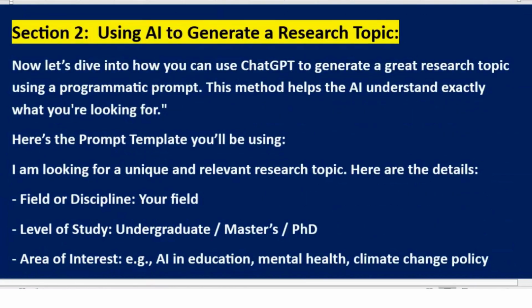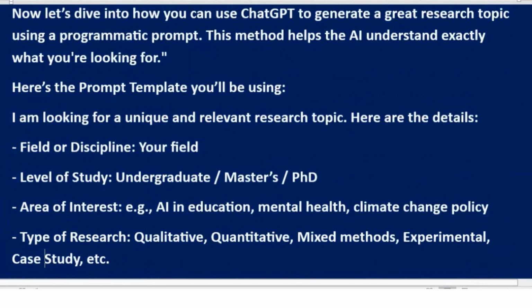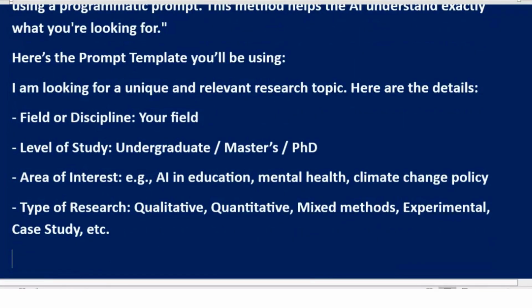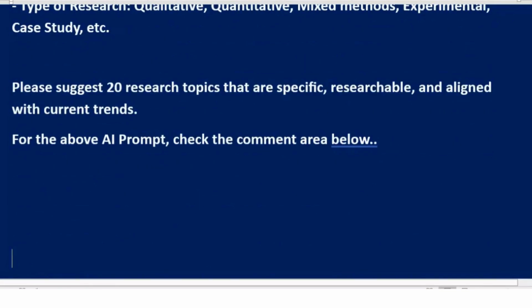I am looking for a unique and relevant research topic. Here are the details. Field or discipline: your field. Level of study: undergraduate, master's, or PhD. Area of interest, e.g., AI in education, mental health, climate change policy. Type of research: qualitative, quantitative, mixed methods, experimental, case study, etc. Please suggest 5 research topics that are specific, researchable, and aligned with current trends. For the above AI prompt, check the comment area below.